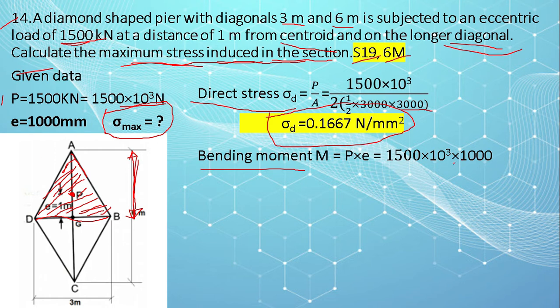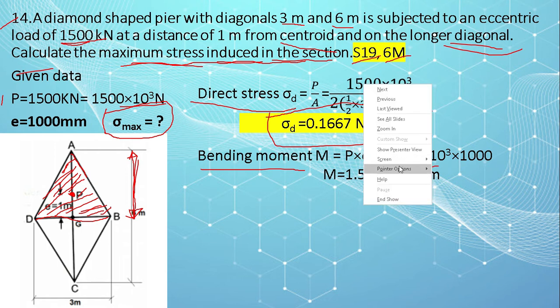Now for bending stress, for bending moment we know the formula, force multiplied by perpendicular distance. Force is 1500 into 10 raised to 3 and this eccentricity E is 1 meter, which is equal to 1000 mm. Therefore M is equal to 1.5 into 10 raised to 9 Newton mm.